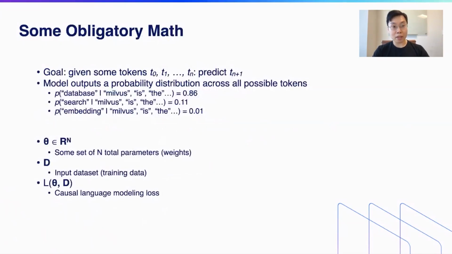I know a lot of folks enjoy having a mathematical foundation to how some of these things work. Essentially the goal here is that we have some tokens and we want to predict the next token after that. And what generative AI models do is that they simply model the probabilities that a particular token comes after your input set of tokens. So in this case here, the probability that my next token is "database", given "Milvus is the world's most popular vector" something, would be the highest. This is the probability that a trained generative model could potentially output, right?